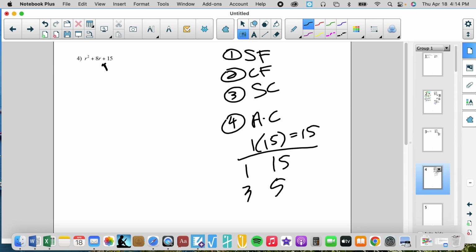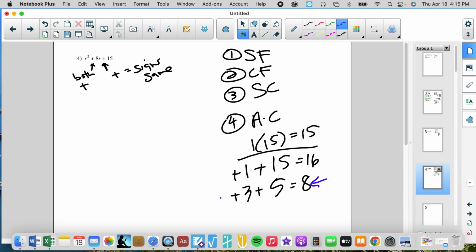My signs, when this is plus, that means my signs are the same, because the only way you can get a positive through multiplication is if they're both positive or both negative. We look here and we see that they're both positive. So I'm going to take my factor pairs and give them both positives. I'm going to add them, and which one equals my middle? 8 is my middle, so this is going to be my outside and inside.